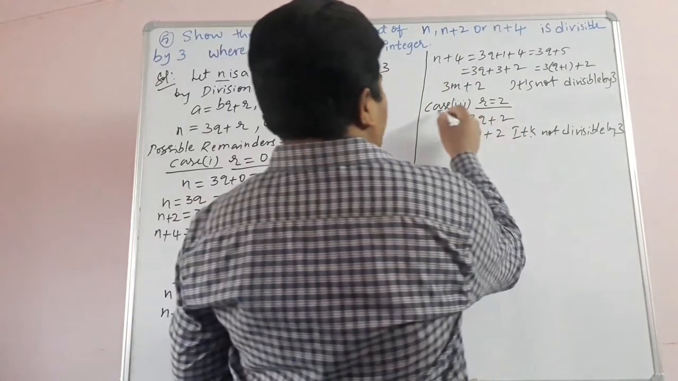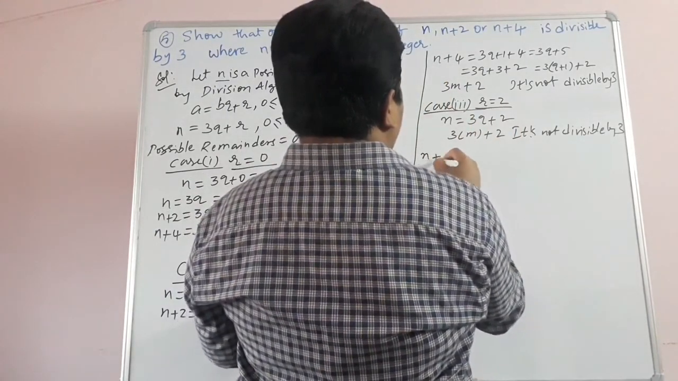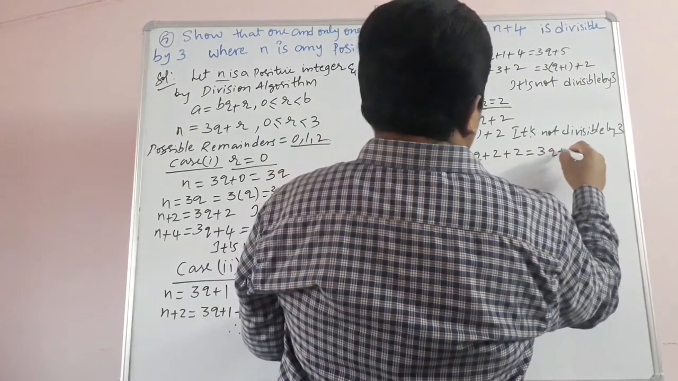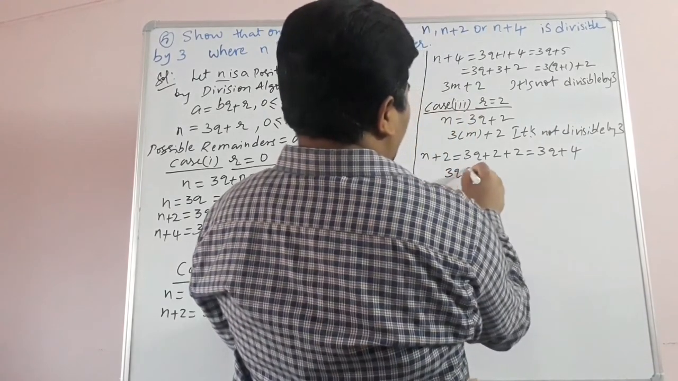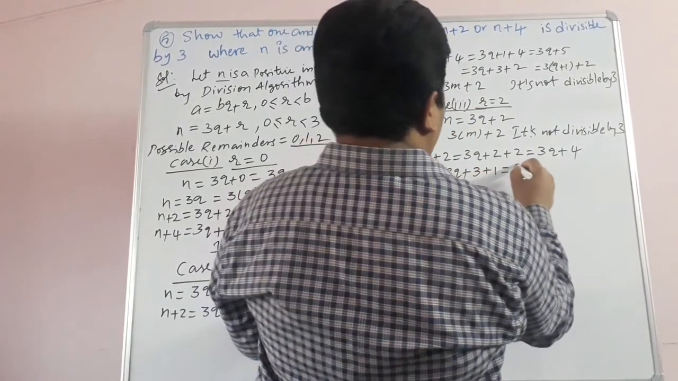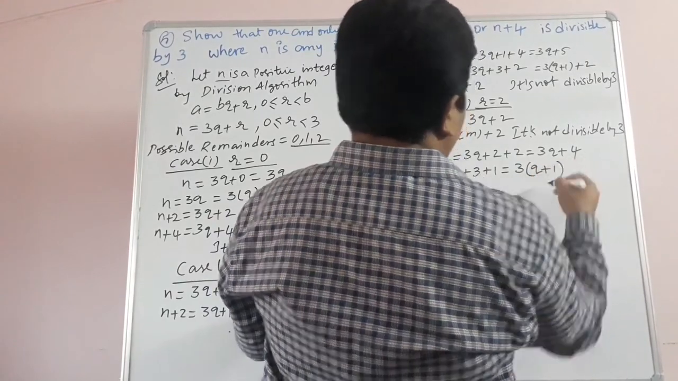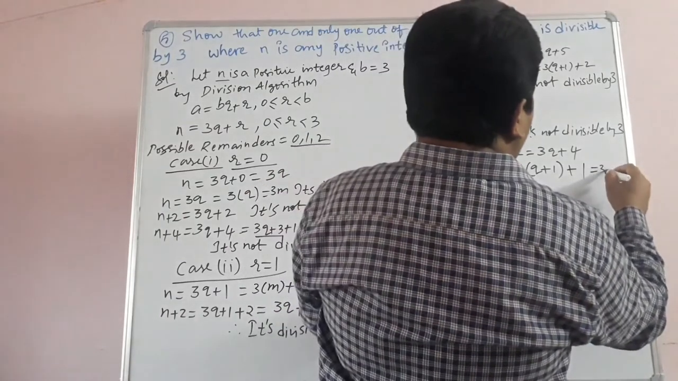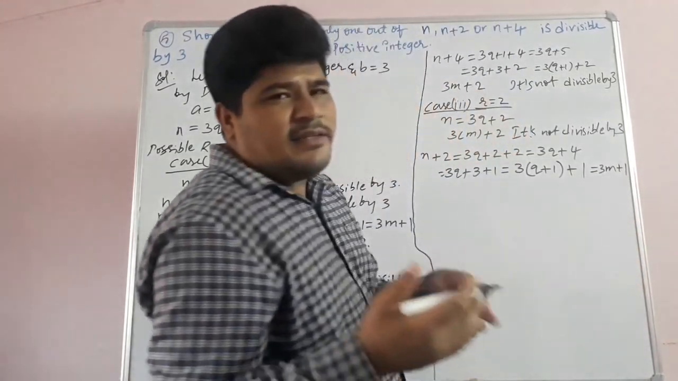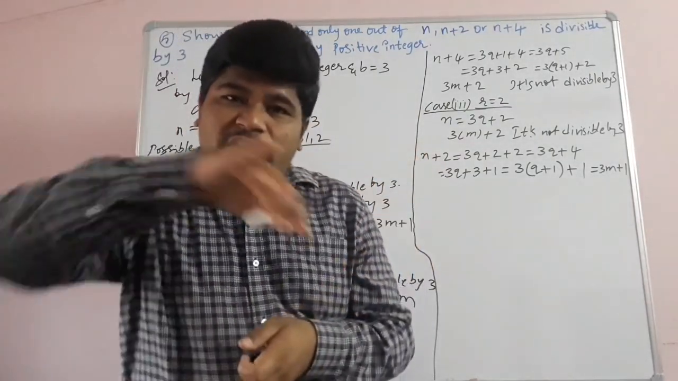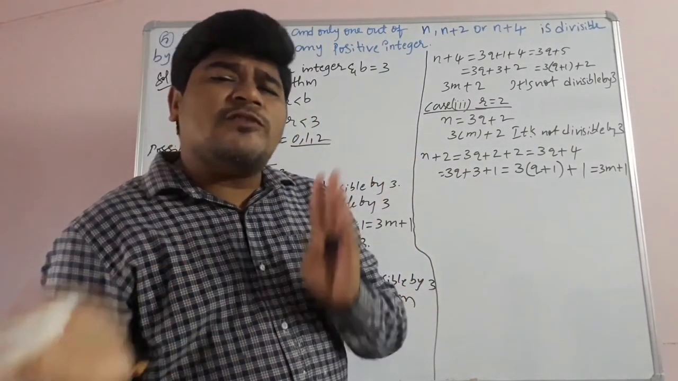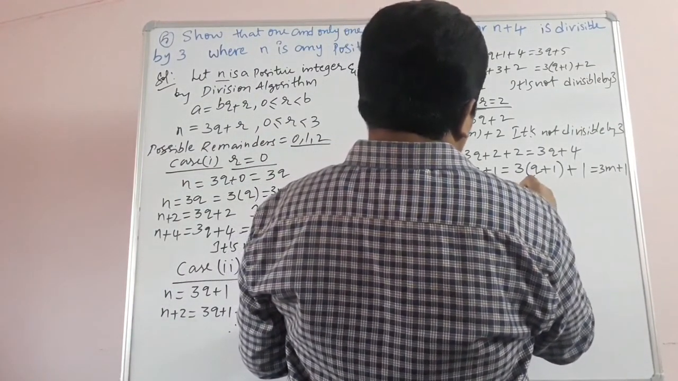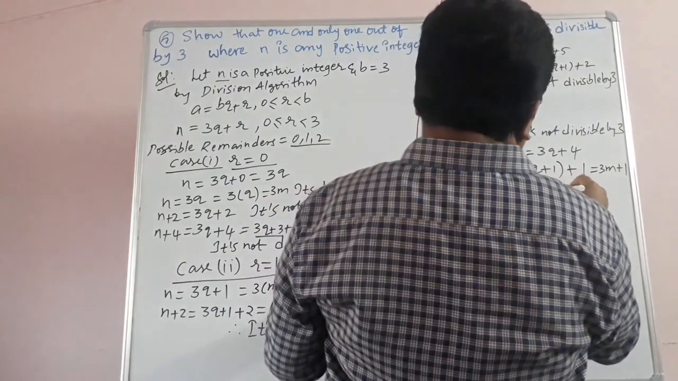Now children, n plus 2 is equal to 3q plus 2 plus 2, 3q plus 4. You can write it as 3q plus 3 plus 1, 3 into q plus 1, that is 3 of q plus 1 plus 1. So children, it is in the 3m plus 1 form. 3m means that is divisible by 3, but 3m plus 1 is there again. So 3 into something plus 1, it's not divisible by 3.